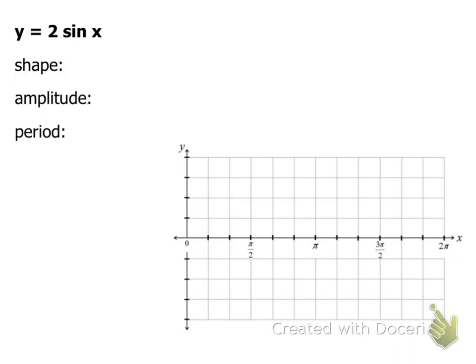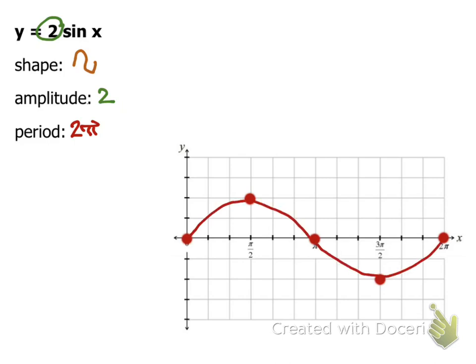Y equals 2 sine x. Sine has the shape up to down. The amplitude is this 2, and nothing is changing the period. The period is 2 pi. We'll get to changes in period in a minute. To graph it, sine starts at 0. It has a 0 at the end of its period, which is 2 pi. Halfway between, it has a 0. Halfway between my first two zeros is a maximum. The amplitude is 2, so up 2. Halfway between my other two zeros is a minimum, down 2. In using this pattern, we're not trying to plot anything. We're just using the pattern.